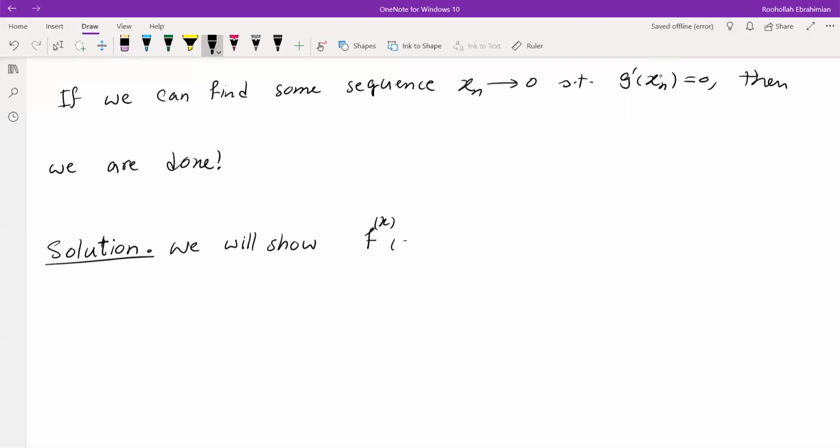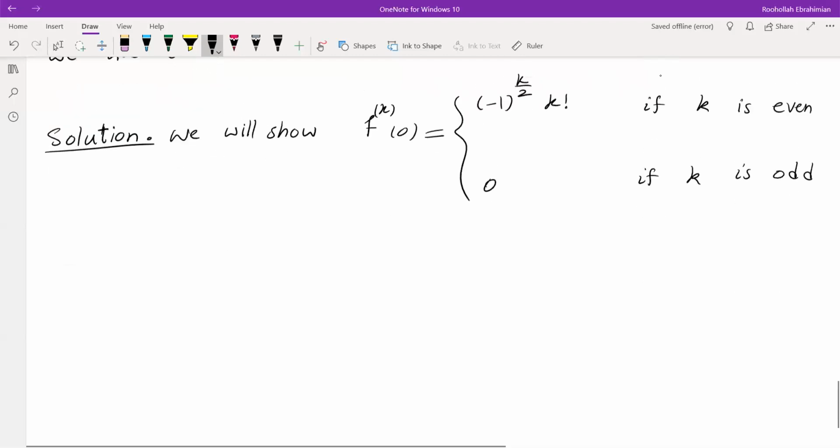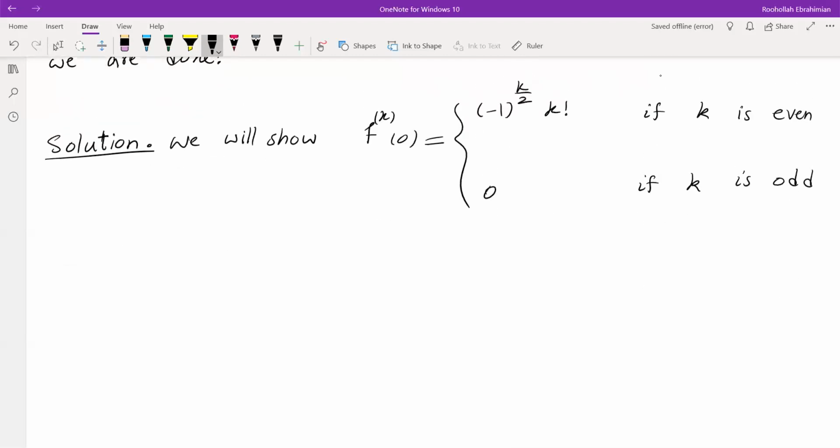f^(k)(0) equals -1 to the power of k over 2, k factorial if k is even, and 0 if k is odd. Okay, so that's what we're going to do. Okay, so I'll put that up there.